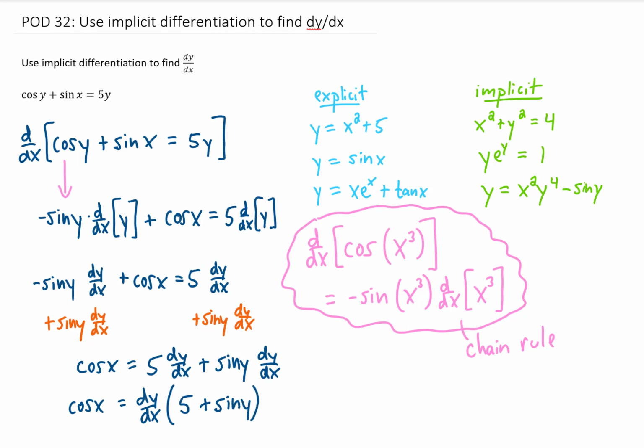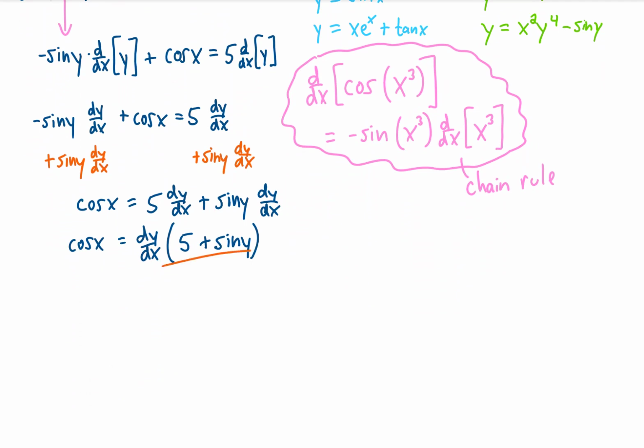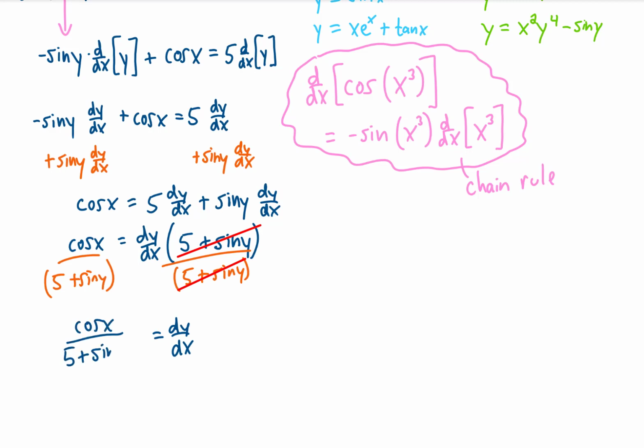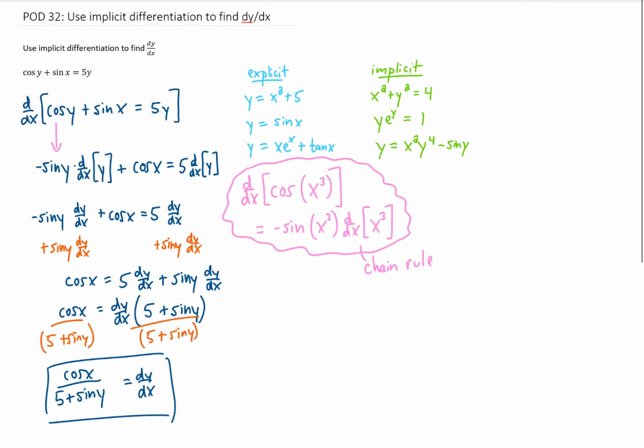Now getting dy dx by itself is just a matter of dividing both sides of the equation by that expression in parentheses. Now we have dy dx equals cosine of x divided by the quantity 5 plus sine of y. And now I believe that that is our answer. I'll zoom out and make sure that they don't ask us for anything else. I think that's it. We just needed to find dy dx, so that is our answer.